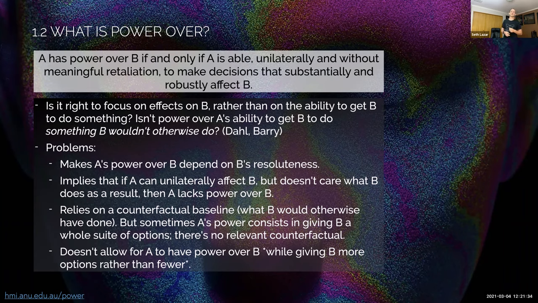And a corollary of that is that this approach doesn't really allow for the idea that you can have power over someone while giving them more options rather than fewer, and that they might even want to take. The charismatic dictator might have power over the mob. The mob might all enthusiastically follow what the charismatic dictator wants them to do. The fact that he's not overcoming their resistance doesn't mean he doesn't have power over them. His ability to direct them, to shape what they do, that's the thing that gives him power.